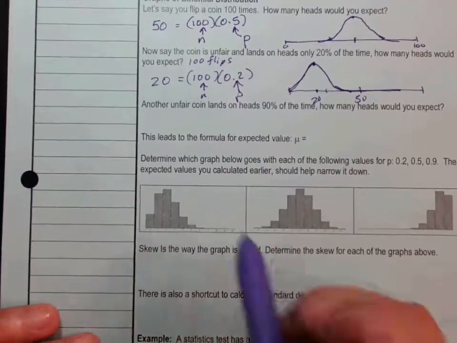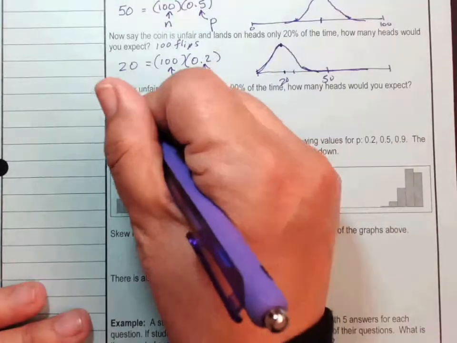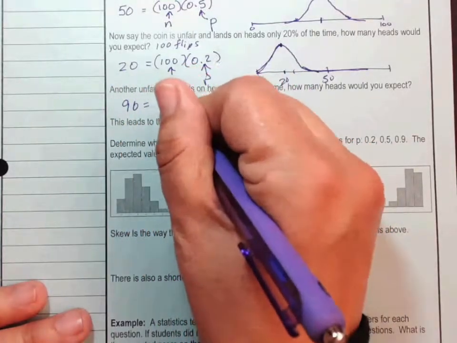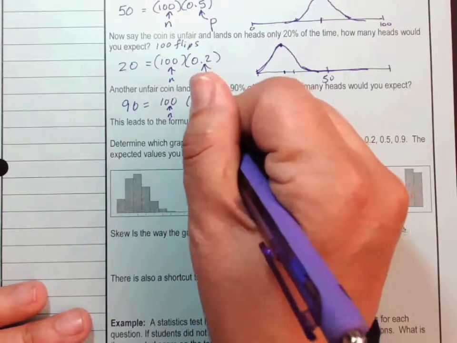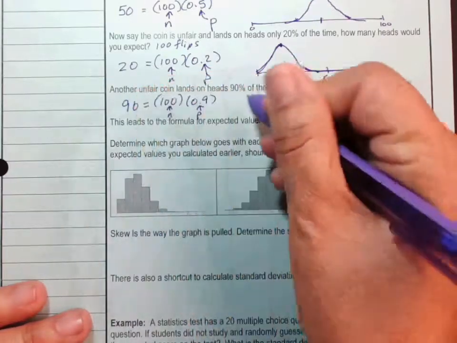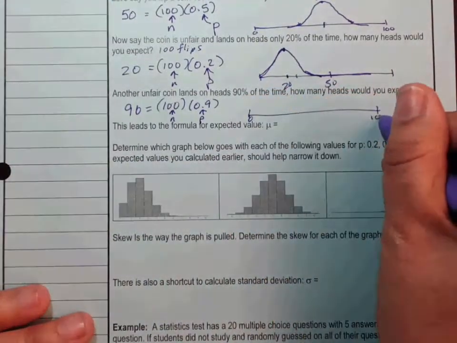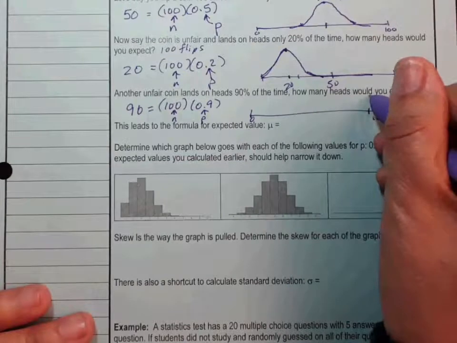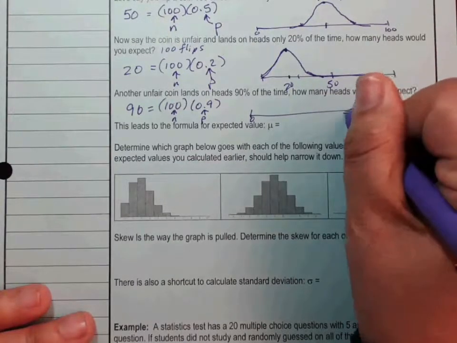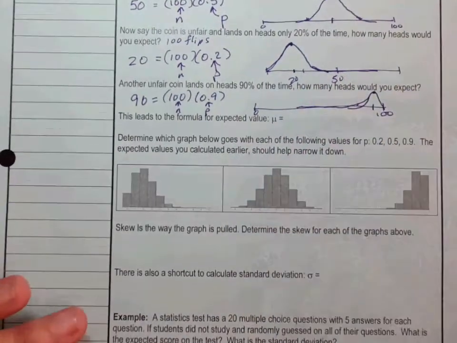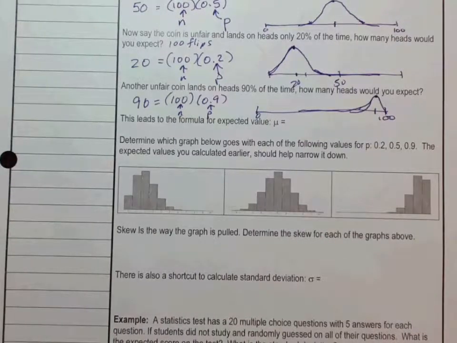Now let's say we have a different unfair coin that lands on heads 90% of the time. This is probably becoming old hat for you. Oh yeah, 100 is n, and this time the probability of heads is 0.9. And if I were to draw that from 0 to 100, you would expect the peak to be way over here on 90, and almost never do you get 0 heads on this coin, because you're going to flip it 100 times. Most of the time you're going to get heads.